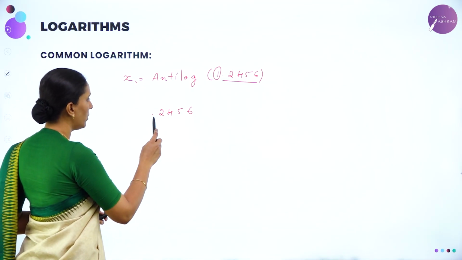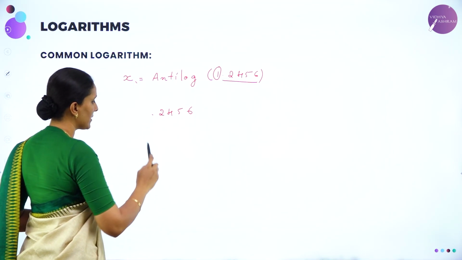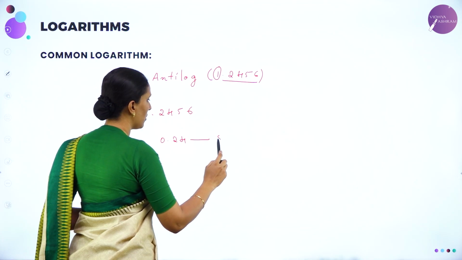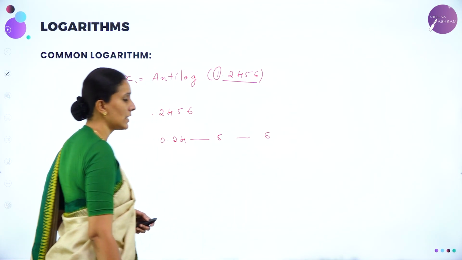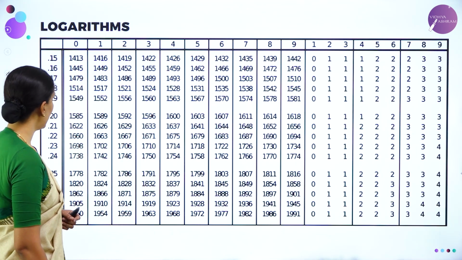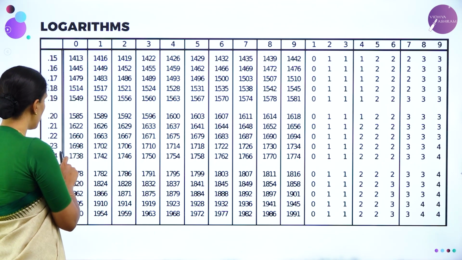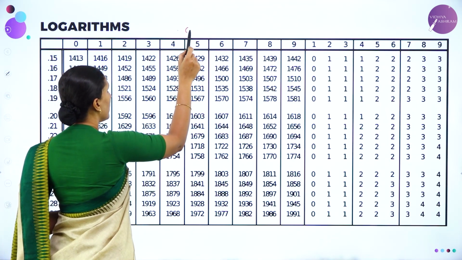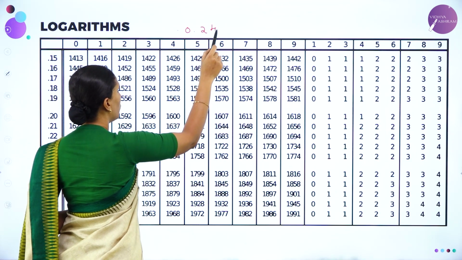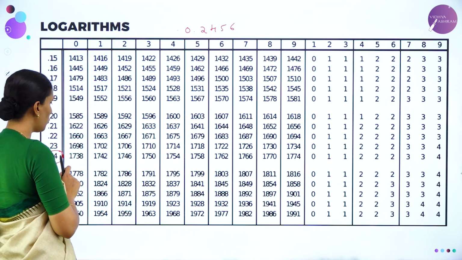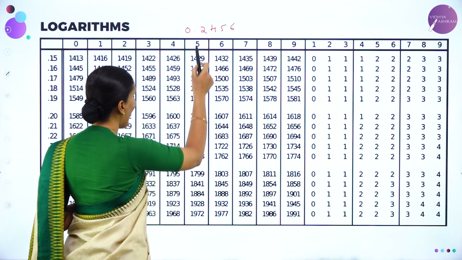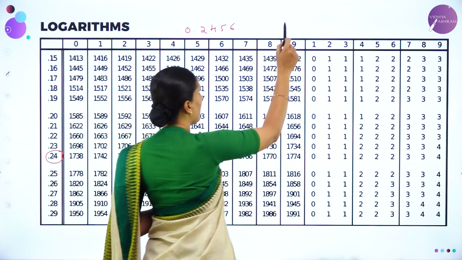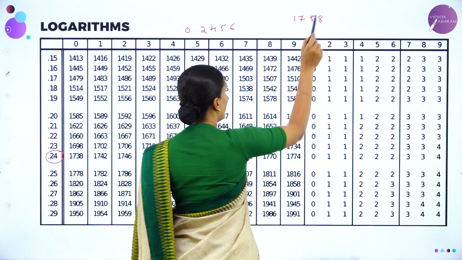Now since I need to find the anti-logarithm of 0.2456, I'll consider this as 0.24, then headed by the column 5, then headed by the mean difference 6. Let us check the value. This is the anti-log table. We have here 0.24, so move along the horizontal row. We need to find the value for 2456. So we have 0.24, then move along the horizontal row headed by the column 5. Note the number. What is the number we have here? 1758. Note the number, 1758.